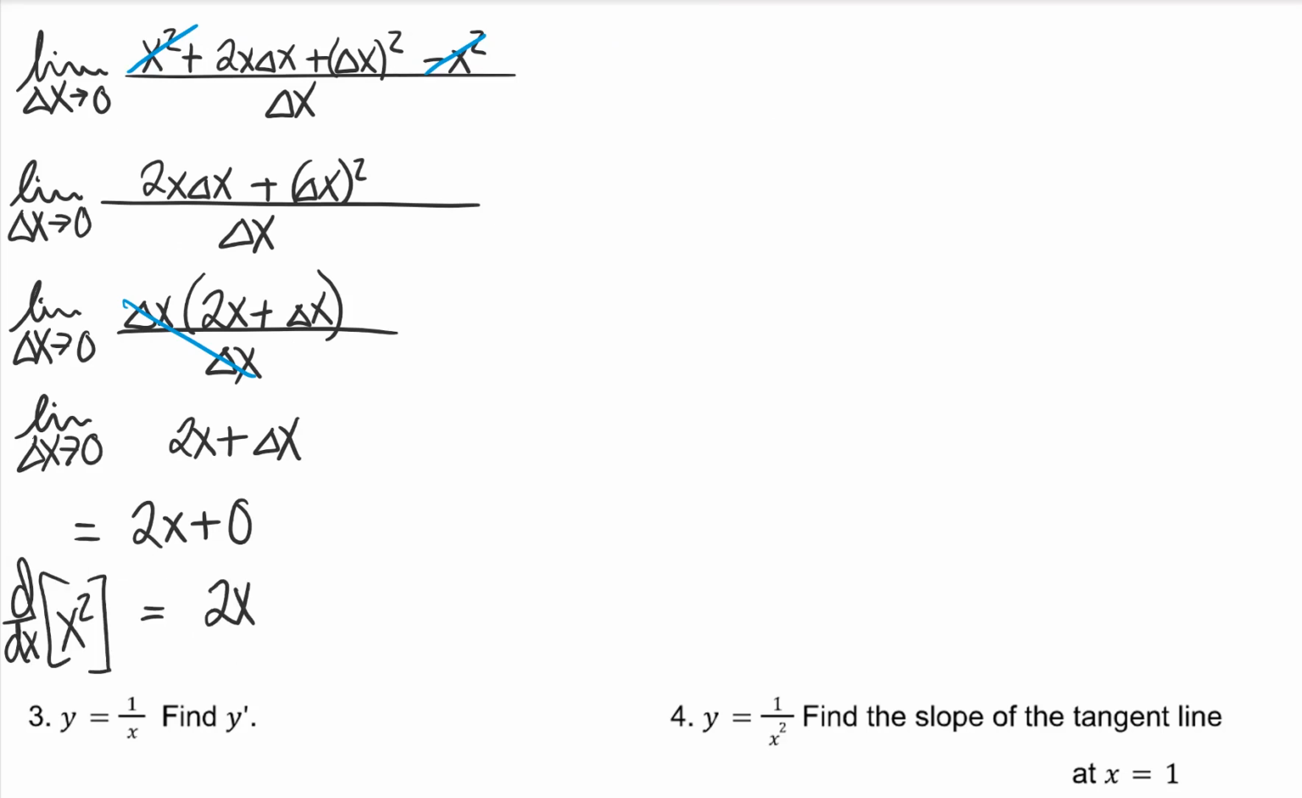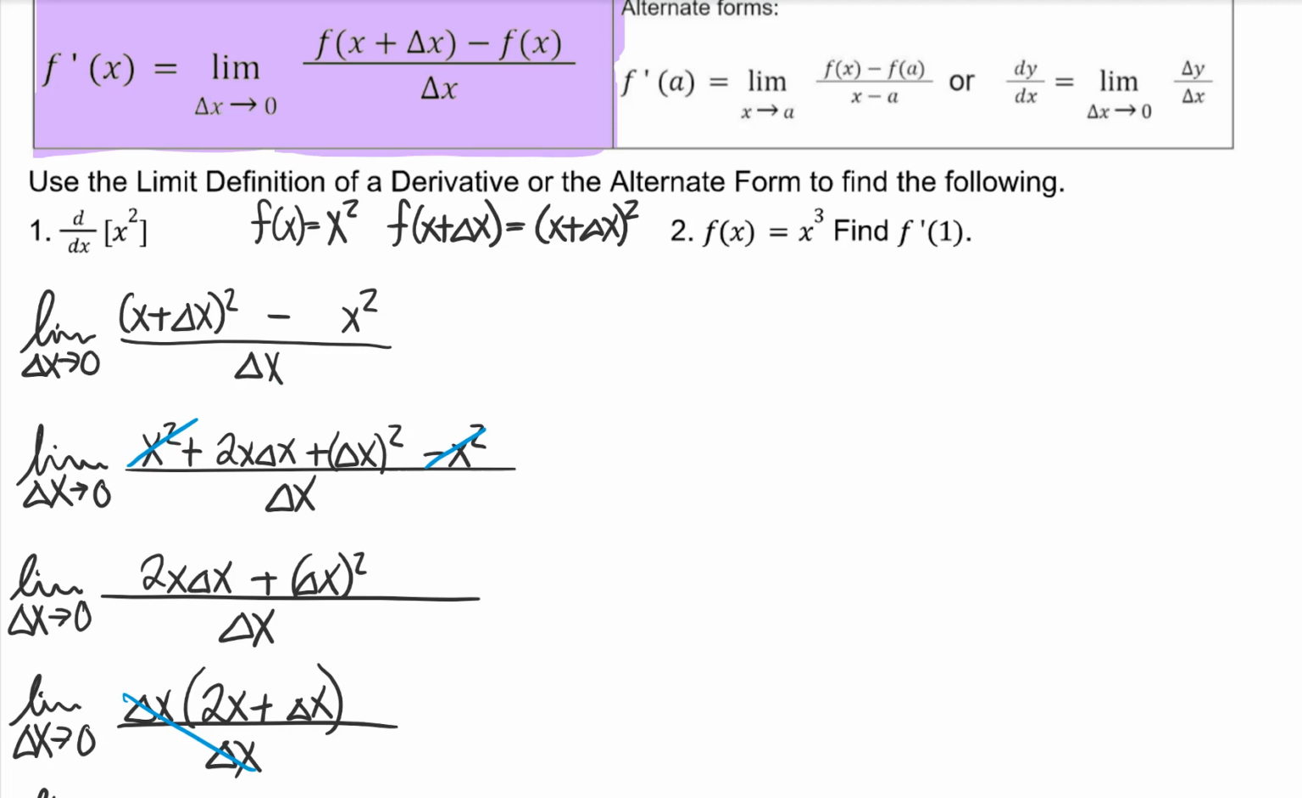There's our derivative. Because number 2 is asking for a specific derivative, f prime of 1, we're going to use the alternate form. A is the number for which you're trying to find the derivative. So in this case, A is 1 because we want to find f prime of 1. What is f of A, or f of 1? That just happens when we plug in 1. f of 1 is 1.